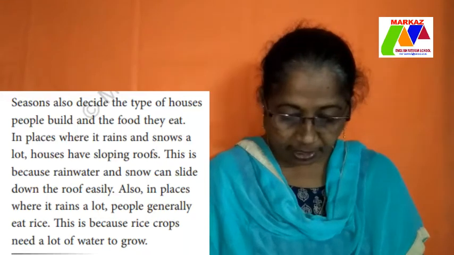Now you see the picture, a house with a sloping roof. Now in areas where there is heavy rainfall or heavy snowfall, the houses don't have flat roofs, they have sloping roofs. Now why this is made is because the rainwater or the snow that falls will run down and will not be able to stay there on the roof. That is why these houses have sloping roofs.